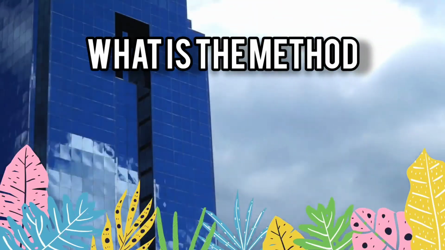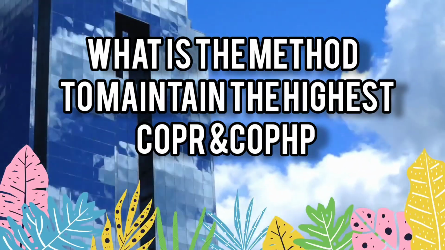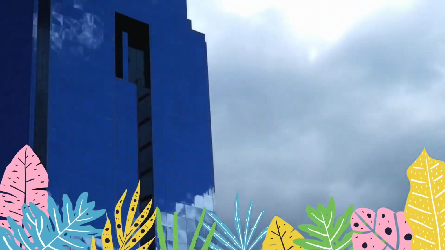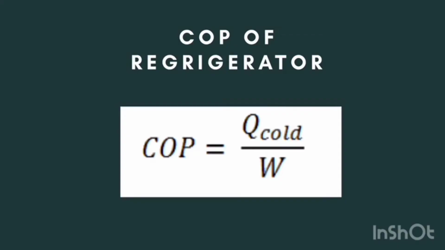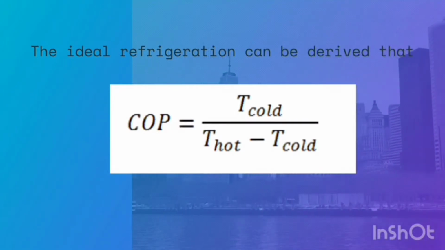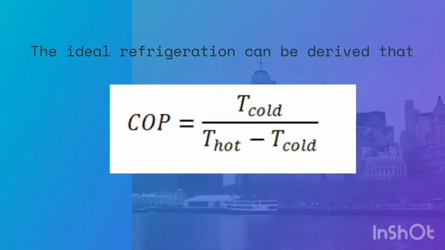What is the method to maintain the highest COP of a refrigerator and COP of a heat pump for an actual device? The coefficient of performance of a refrigerator is defined as the heat removed from the cold reservoir divided by the work done to remove the heat. As can be seen, the refrigerator is more efficient when more heat Q cold can be removed from the inside of the refrigerator for a given amount of work. For an ideal refrigerator, it can be derived that COP equals T cold over T hot minus T cold.